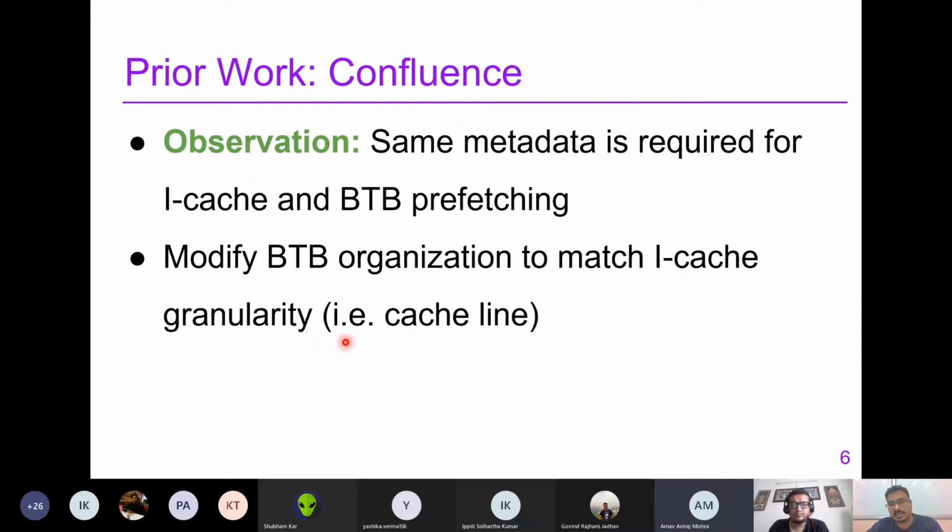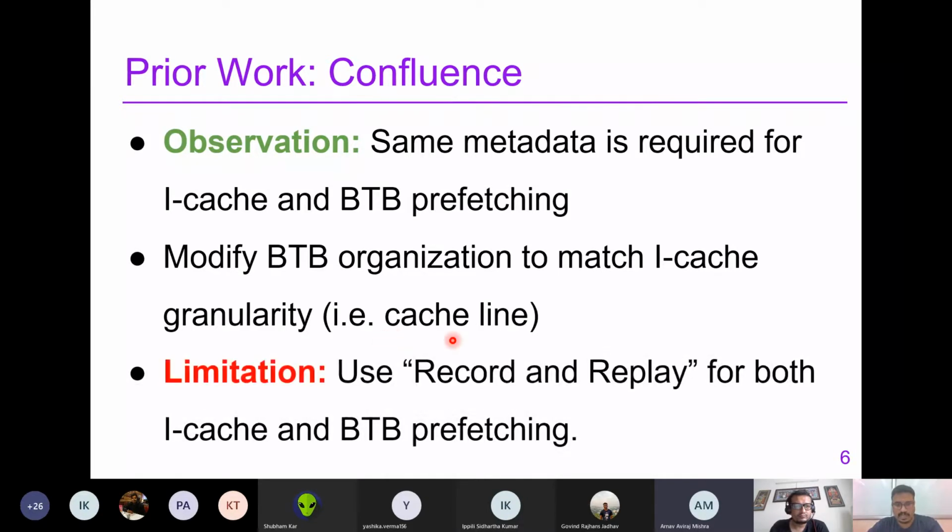Normally, BTBs are organized based on branch addresses. The limitation of Confluence is that it uses record and replay for both iCache and BTB prefetching. This limits the coverage of BTB misses. We will see how in a couple of slides.